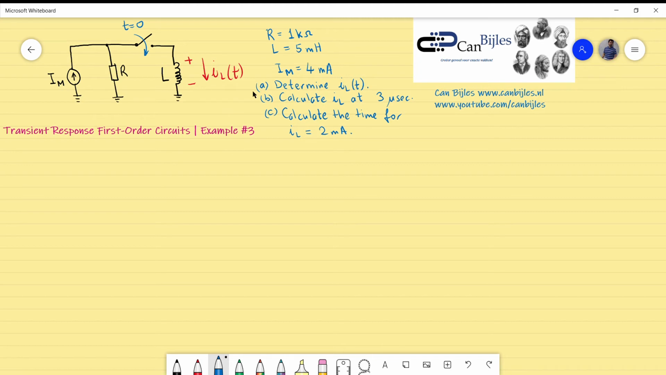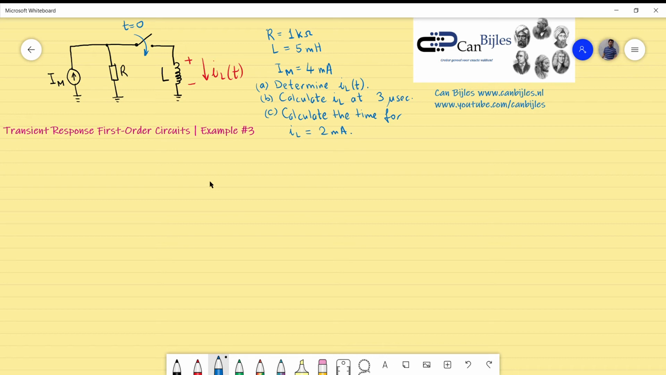We have three questions. The first one, A, is determine IL, so the current through the inductor. The second question is calculate the inductor current at a specific time, in this case 3 microseconds. And the third question, the last one, is calculate the time for the inductor current to be 2 milliamps.